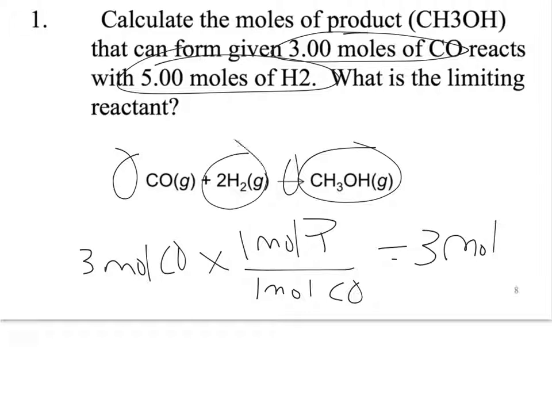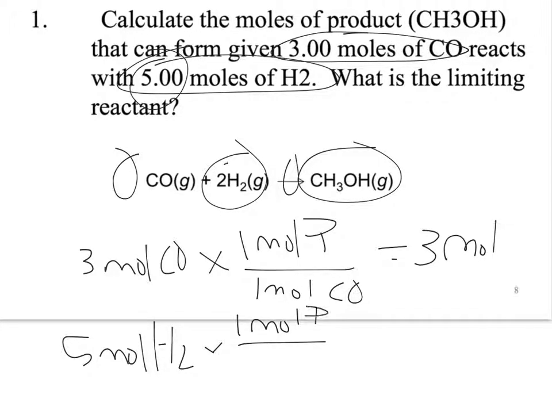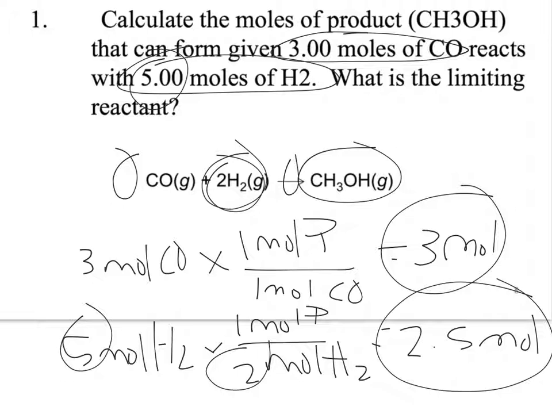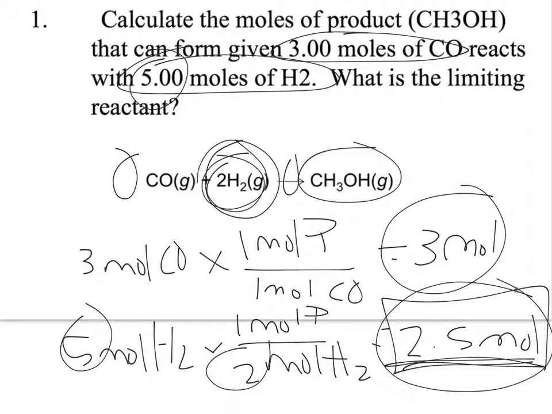And we do the same for hydrogen. They are giving us 5 moles of hydrogen. So we see 1 mole of product, 2 moles of hydrogen. So 5 divided by 2 is 2.5. So what we do is we look at the two amounts, and we notice that this one is smaller. The smallest amount is going to be the product, and the limiting reactant is going to be hydrogen. It got completely consumed in the reaction, and the CO was in excess.